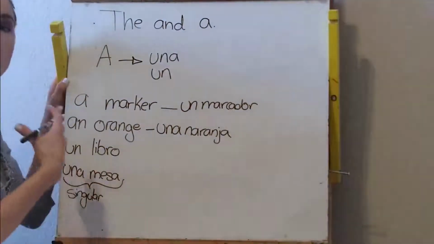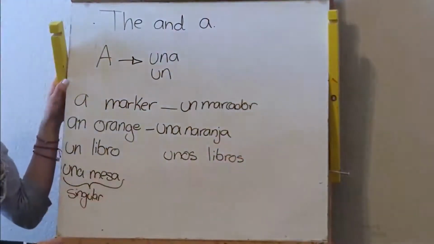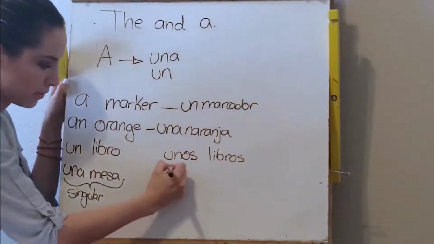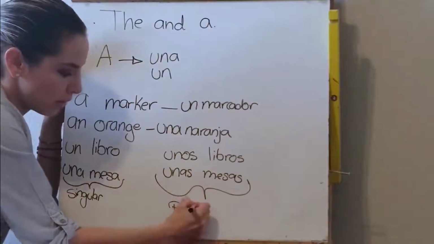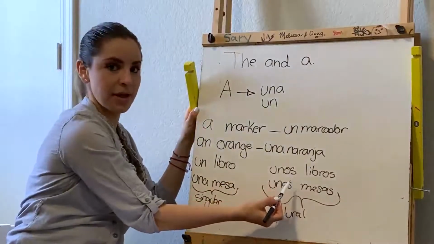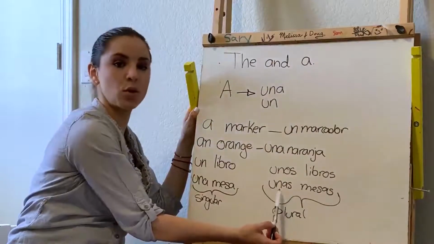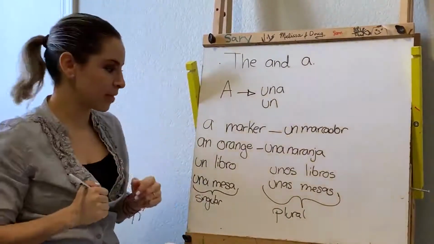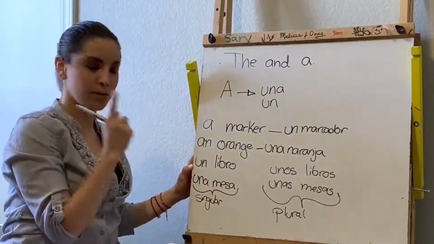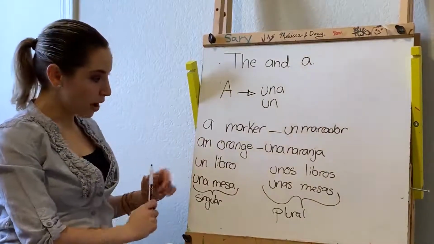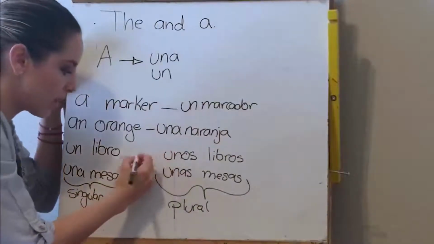For plural, tengo unos libros. Unos libros. O tengo unas mesas. You see the difference? With the plural, we add os for male plural. For female plural, we add as, unas. Unas manos. Unos libros, unas mesas. For singular, we use un libro, una mesa. For plural, we use some in English, which means unos, unas. This is the meaning of some.